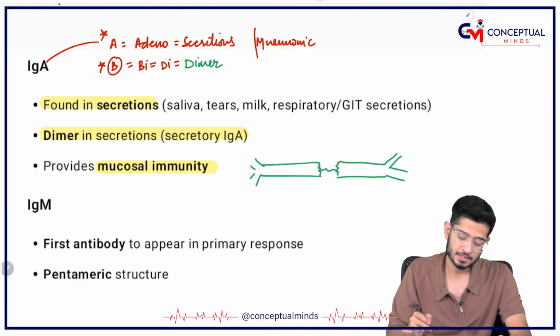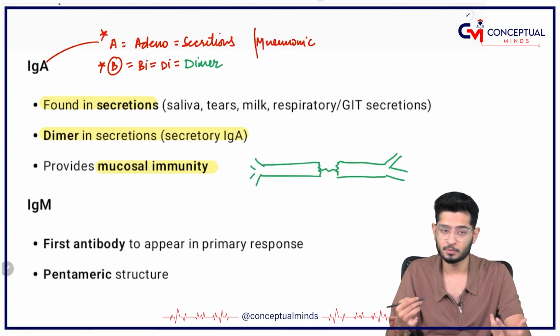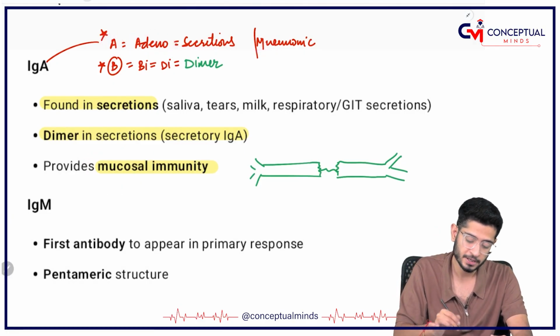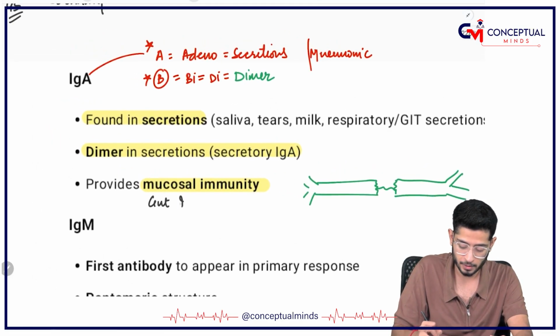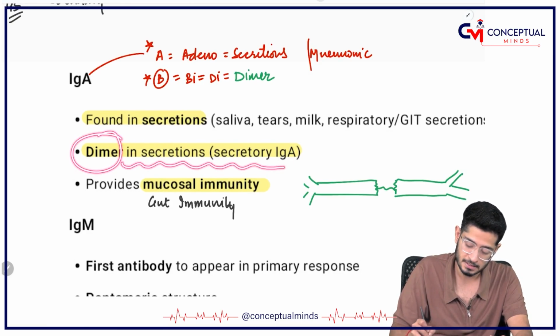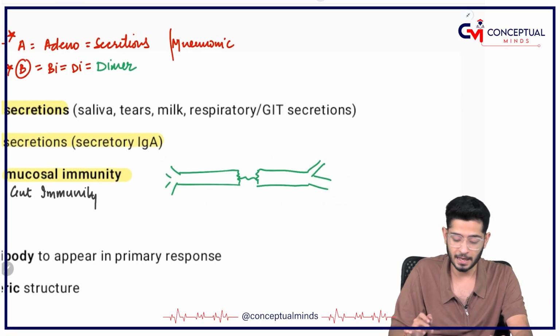So, revising IgA, I told you A means adeno, means secretions. It is found in secretions, responsible for providing the mucosal immunity, for example, the gut immunity. And I have told you that this is in the form of a dimer in secretions. Whenever secretions come, it is going to come in dimer form.